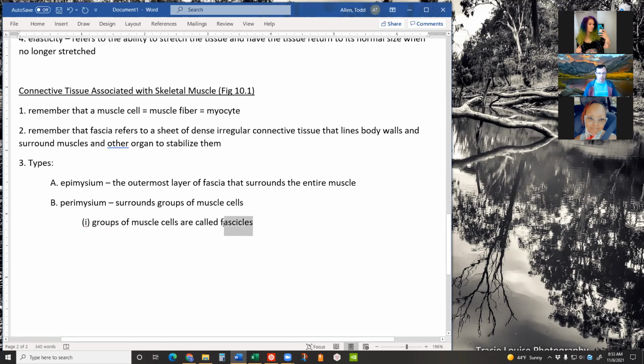Okay, so you might hear me talk about fascicles at some point during our remaining conversation here in chapter 10. The epimysium covers the entire muscle. Deep to the epimysium is the perimysium. It surrounds groups of muscle fibers that we call fascicles. And then we have another layer of connective tissue, another layer of fascia that actually surrounds individual muscle cells, and it's known as endomysium.